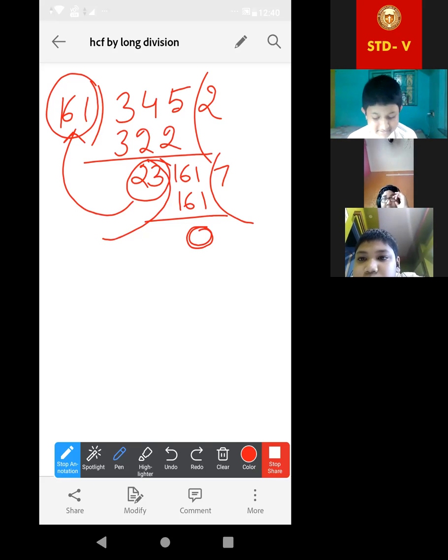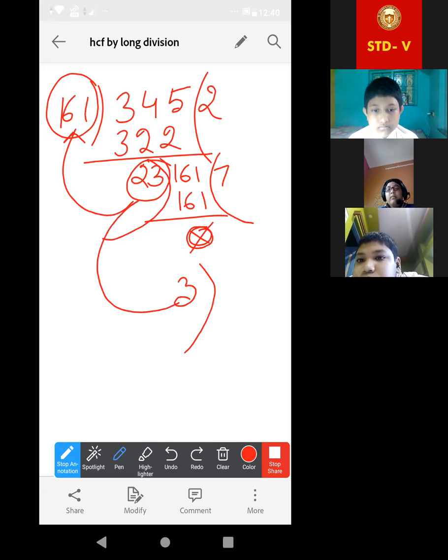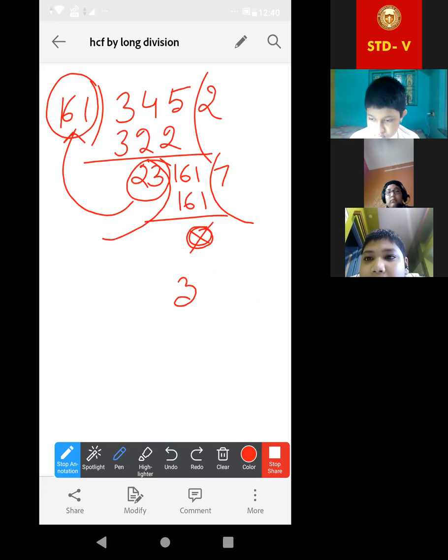Suppose here, in place of 0, 3 or 4 was coming as remainder. Then again by this 3 we have to divide this 23. The process is clear, though? The steps are clear? Yes, ma'am, clear. Until we get 0, you have to continue the process.